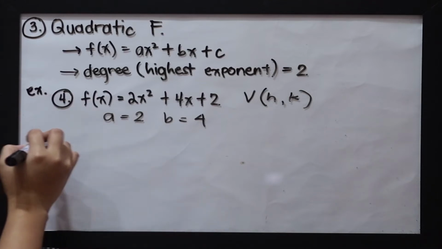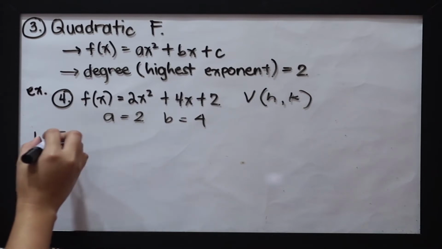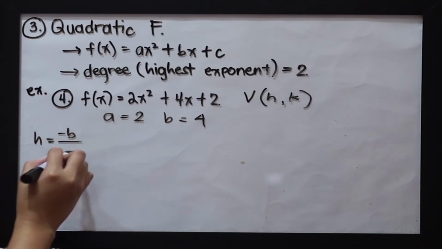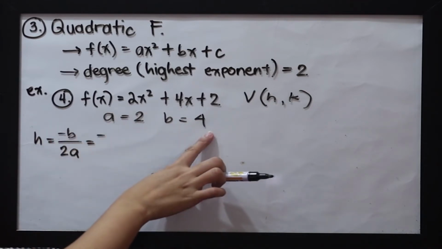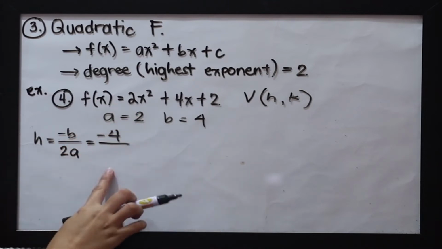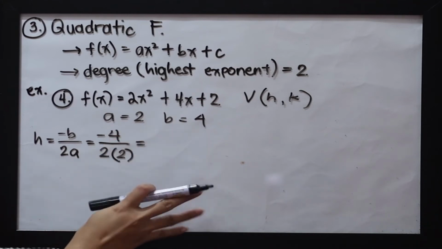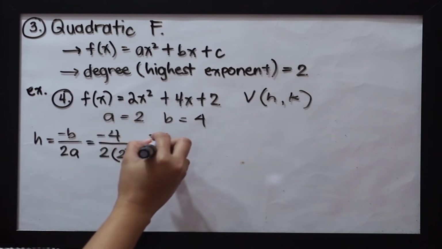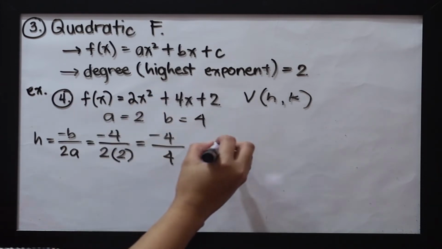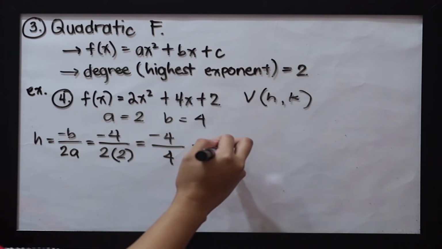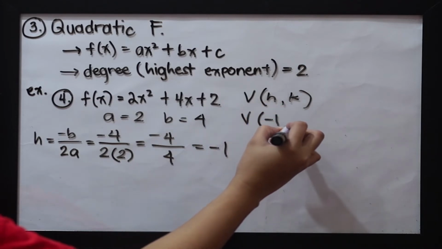And then, we can now get the value of h by substituting the values of a and b in the given formula, negative b all over 2a. Substituting, we will have negative times the value of b, which is 4, all over 2 times the value of a, which is 2. Then we simplify the given equation. We'll have negative 4 on the numerator and positive 4 in the denominator. Simplifying, we'll have negative 4 over 4. The answer is negative 1. So the x value in your vertex is negative 1.